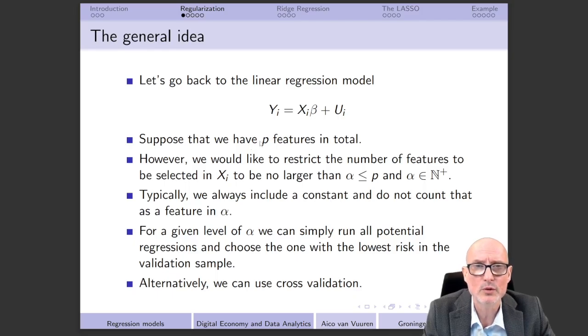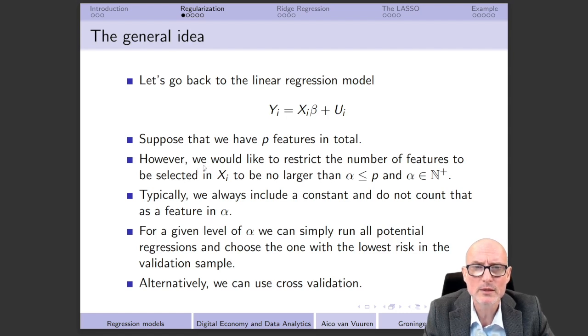One thing that we could do is to run all the different regressions with respect to these p features, but we have already seen on the previous slide that that is not feasible. So what we could do is restrict ourselves to a certain subset of the potential regressions that we could actually do.